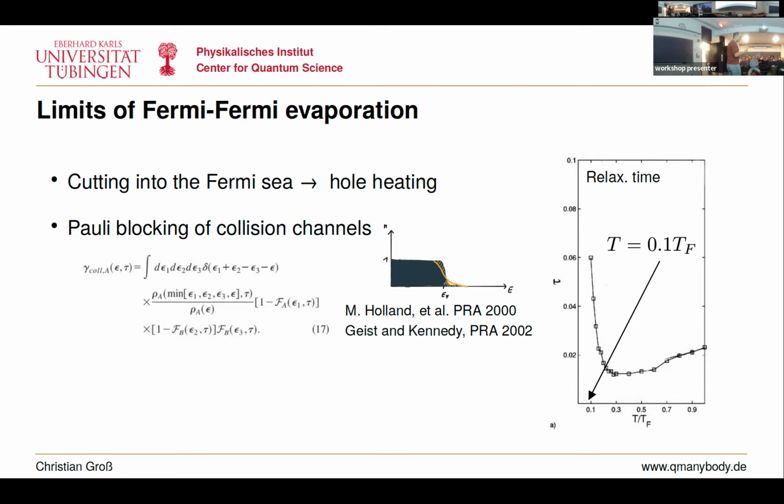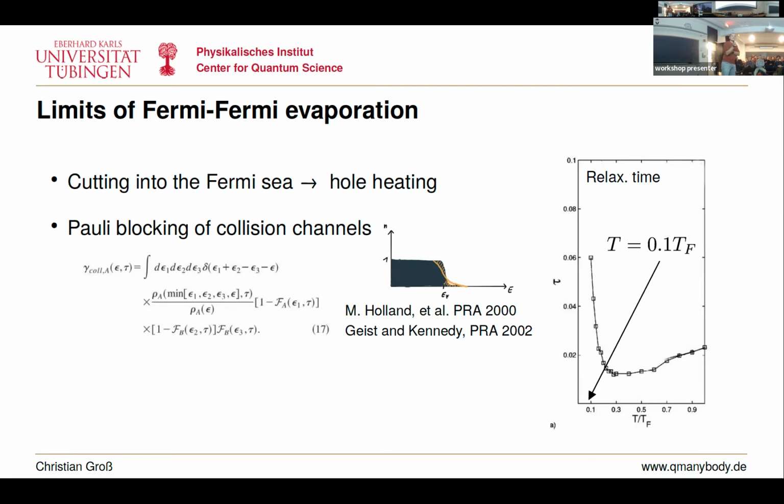This has been looked at in these papers, and they predict an exponential shoot up, or at least a strong shoot up, of the relaxation time around T over TF of 0.1. So that looks like the limit where we roughly are. I think all the experiments now at these record temperatures use Fermi spin mixture evaporation as the last evaporation step. Martin will also do the last step with a Fermi spin mixture evaporation. So this is the candidate that is limiting.